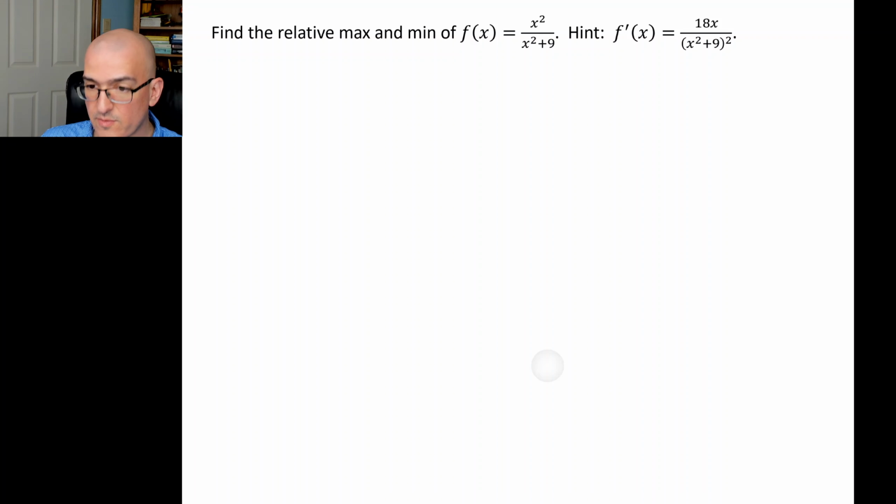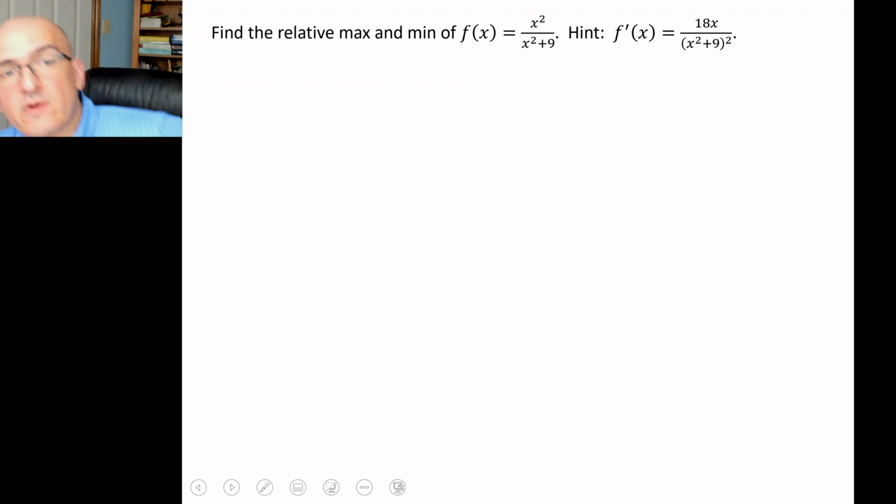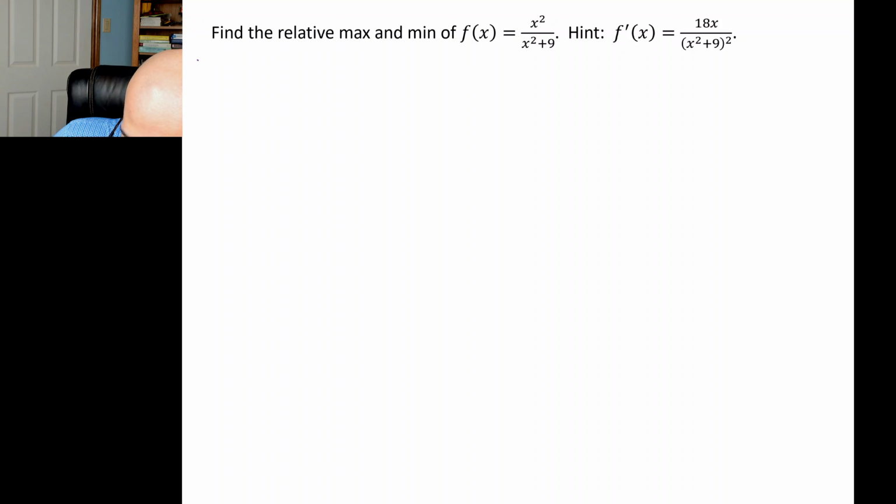Welcome back. We have 3 more examples to do on this part of the section. This next example asks us to find the relative max and min of this function f of x equals x squared over x squared plus 9, where we've been given a hint. The derivative is 18x over x squared plus 9 all squared. So we're going to start by looking for critical numbers. So search for critical numbers.